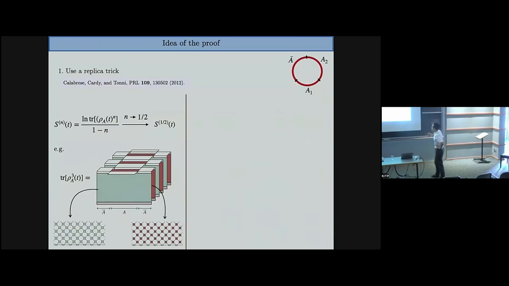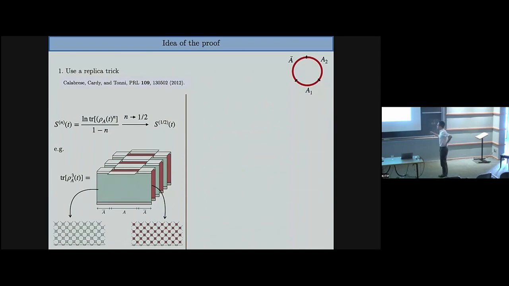very simple. I just have to take Rényis with the integer index, and then I can represent the traces of integer powers of the reduced density matrix in this way, where I have essentially to couple. So now I'm being slightly more schematic with the representation. This green sheet here is representing the forward evolution of the quantum circuit, while with the red sheet, I'm representing the backward evolution of the quantum circuit. And essentially, these red gates here are the inverse of the green ones.